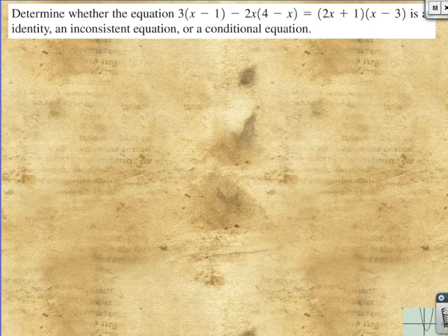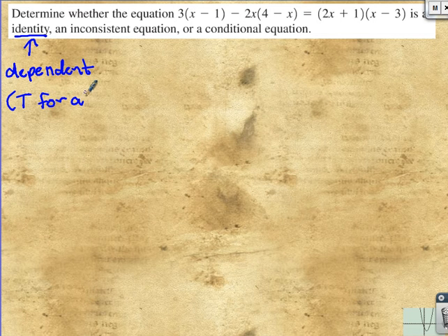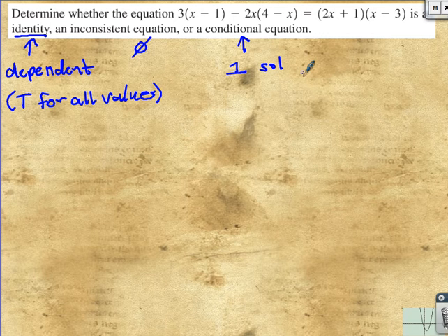Determine whether the equation, and they give you some ugly equation, is an identity, which, when it says identity, that would be dependent. An identity is something that is true for all values. Inconsistent equation means there's no solution. And conditional would be one solution. That's the three things we just went over. That's just another way of saying it. Conditional has one solution, identity, all solutions, and inconsistent, no solutions.